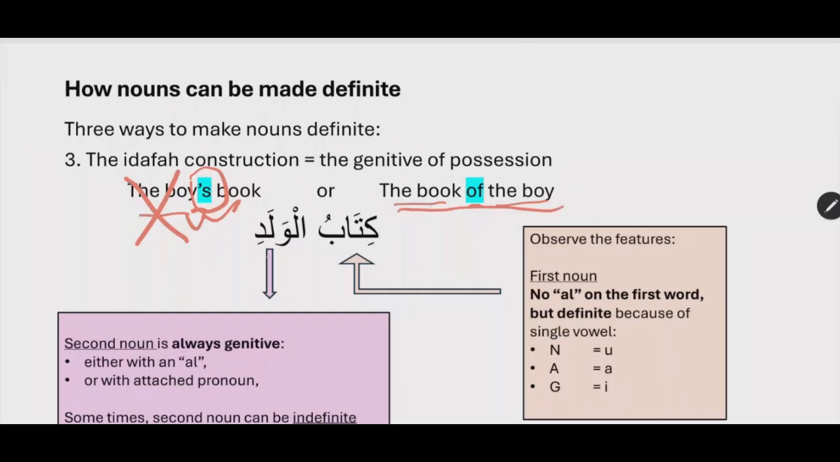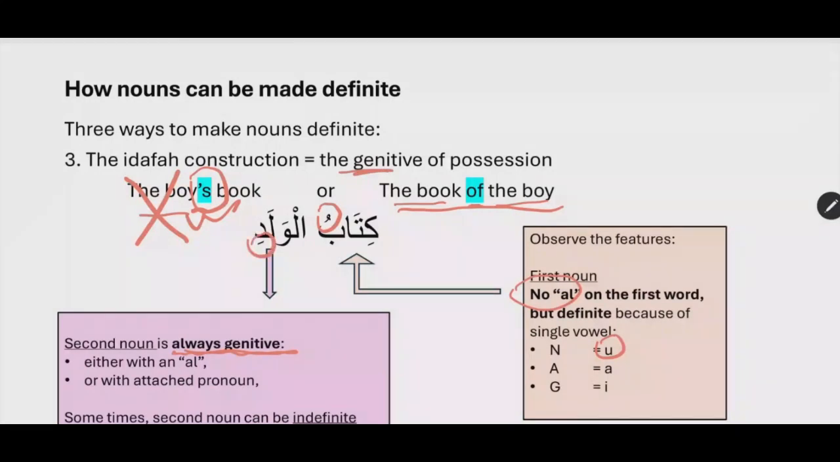Now, if you look at the idafa, these are the two main nouns of an idafa, the first noun and the second noun. The first noun, notice, doesn't take an al. But it shows that the word is definite by virtue of the single vowel. If it's nominative, if it's accusative, it will be kitaba, and genitive will be kitabi, small, just one kasra. Then the second noun we notice is always genitive. That's the important thing. That's how it gets its name, the genitive of possession. So this one is always genitive in case, right?